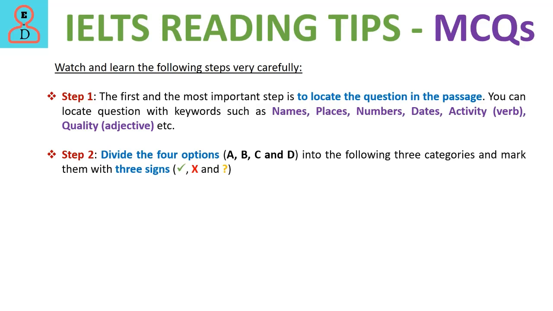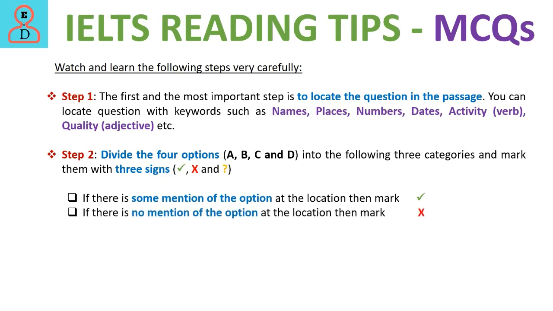After you have located the question, the next step is to divide all the 4 options into 3 different categories. First category is if the option is mentioned in some manner in the passage. For such option, mark a tick against it. Second category is if there is no mention of the option at all. For this option, mark a cross against it. Third category is when you are not sure if there is any mention of the option or not. For such an option, mark a question mark against it.